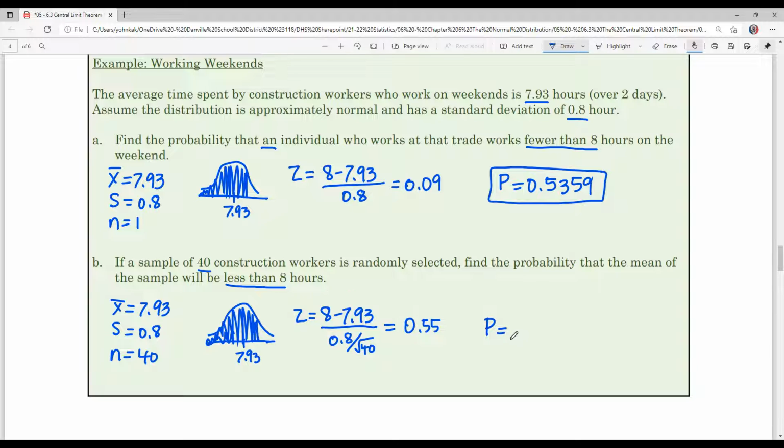When I look up 0.55 on my z-score table, I get 0.7088. So now notice that when I find the mean of 40 construction workers, I have a 71% chance that their mean is less than 8. So as my sample size went from 1 to 40, the probability that I will be less than 8 hours is going to be increased. So the more the sample size increases, the higher the probability of those sample means will also increase.